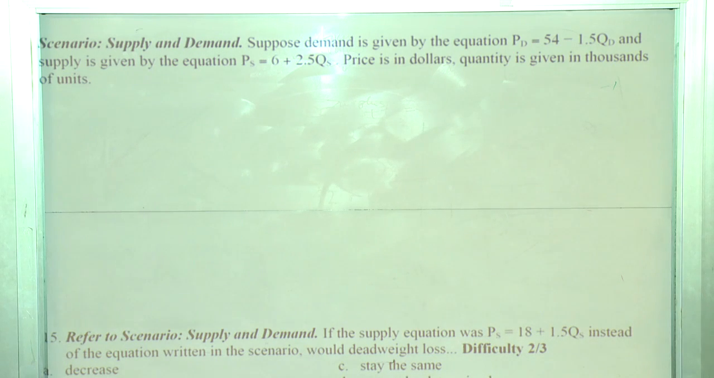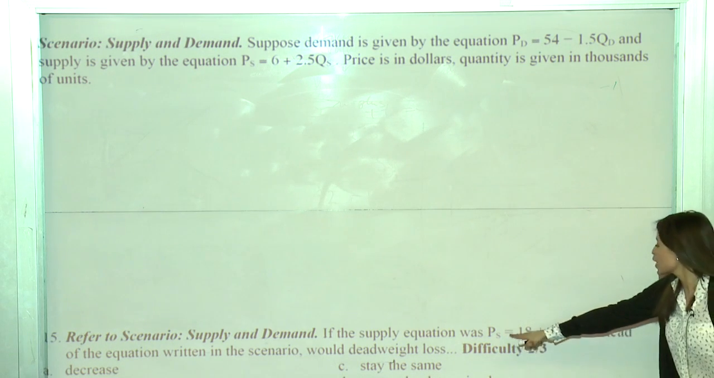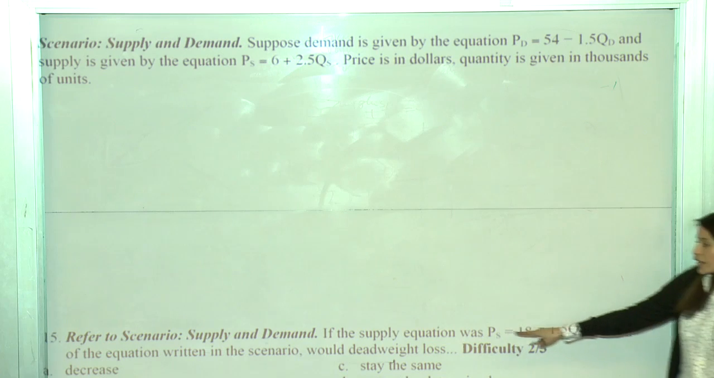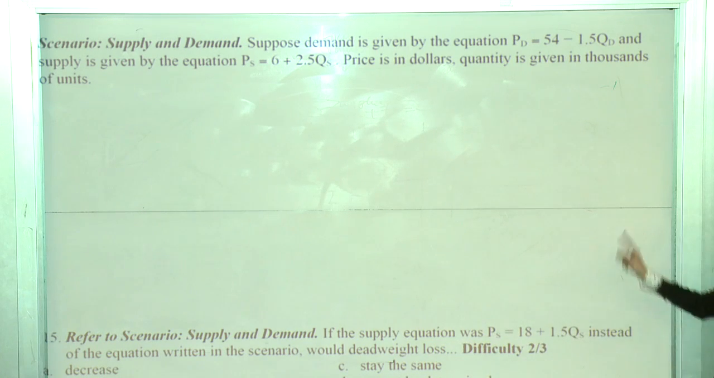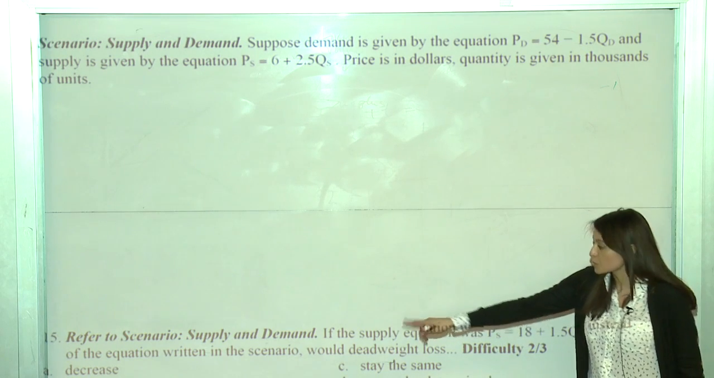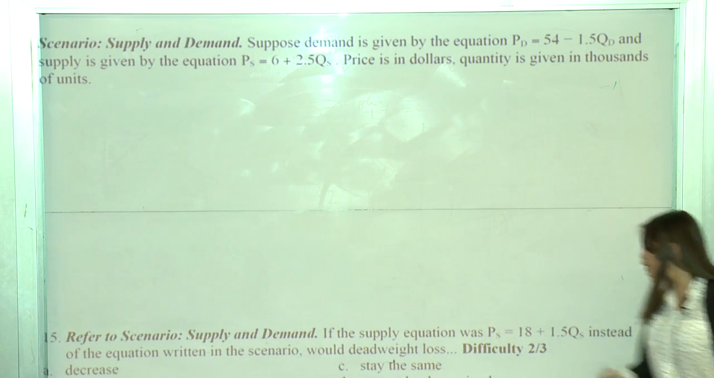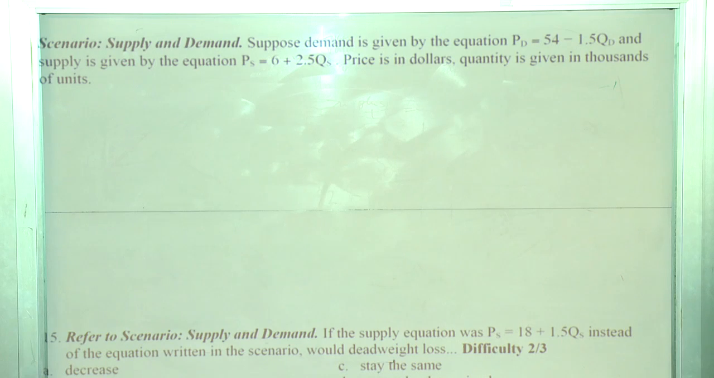Suppose demand is given by the equation as before. If the supply equation changes to this instead of the equation written in the scenario, would deadweight loss decrease, increase, stay the same, or cannot be determined? What do you think?